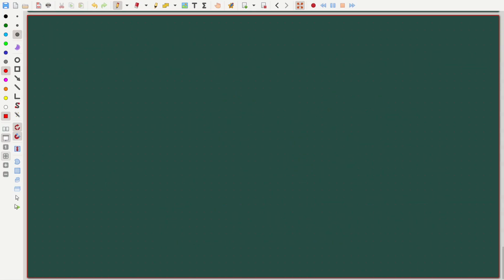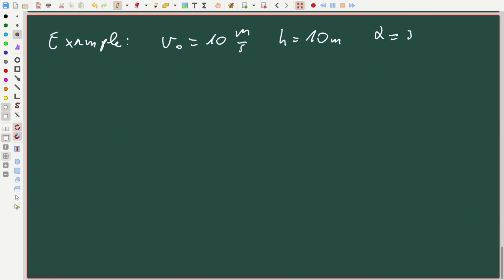And now again, as usual, we calculate a simple example for this. So again, we use our same parameters. V0 is 10 meter per second. The height was given as 10 meter, and our angle alpha is 30 degrees. The reason why I choose these values is because I want to show you now that although the equation looks very complicated, we can solve it without any calculator.